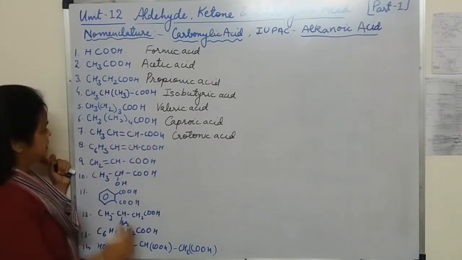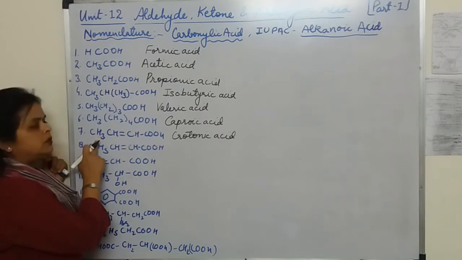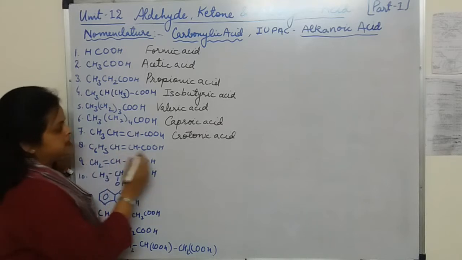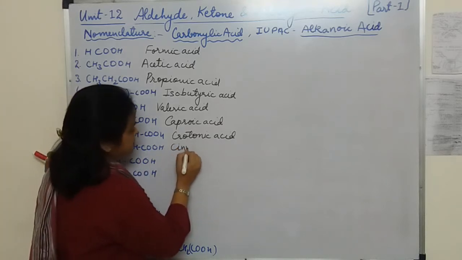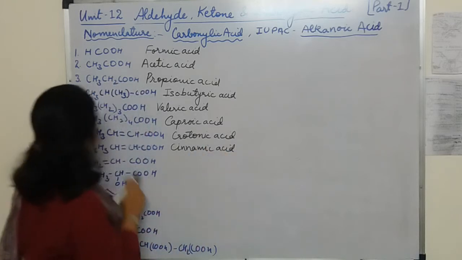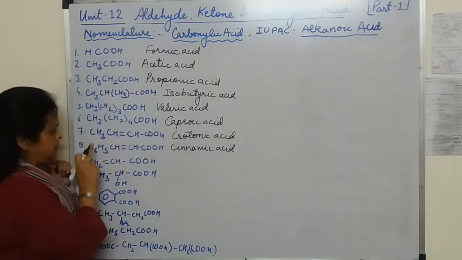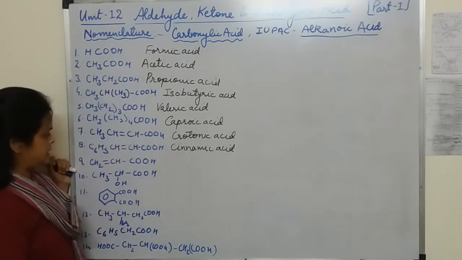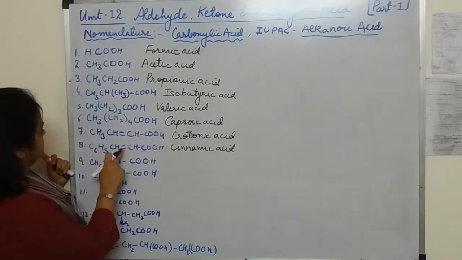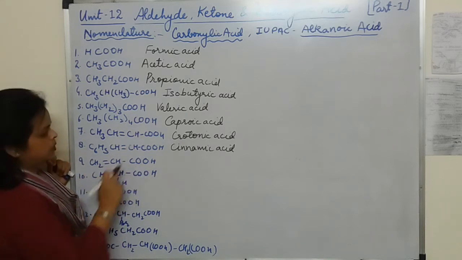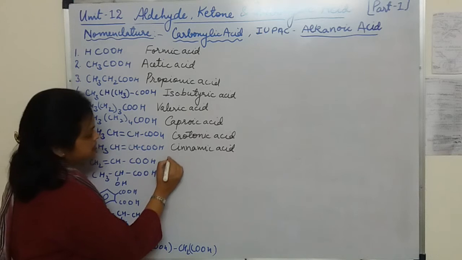So it is crotonic acid. When this methyl group went to watch cinema, the phenyl group comes at its place, and its name becomes cinnamic acid. CH2=CH-COOH. This is acrylic acid.